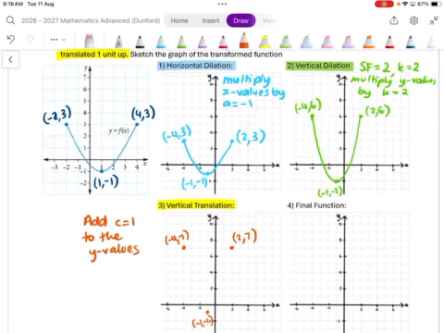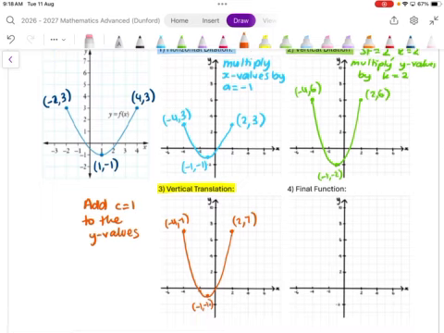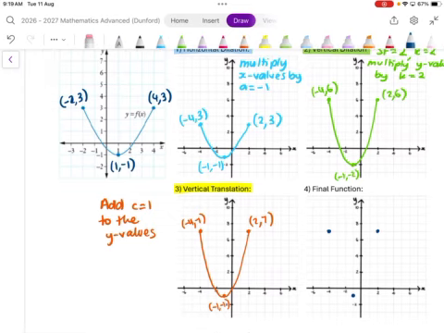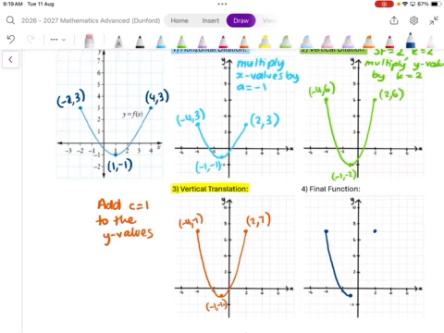And we sketch our function, and then we can just put our final function. It is that final function with our vertical translation. Okay, so we're just going to copy that function across. So (-4, 7), (-1, -1), (2, 7). That is our final function with the points on it.